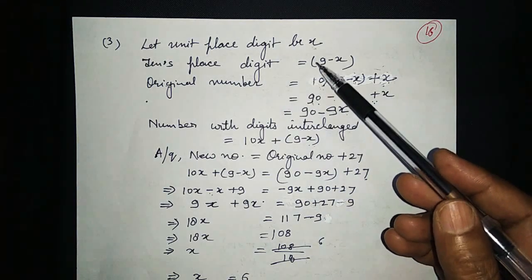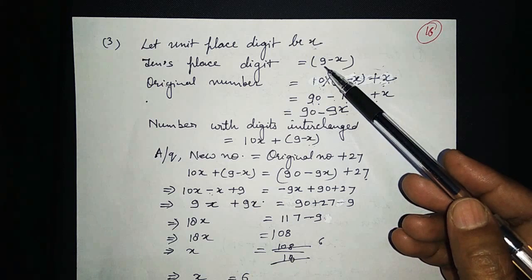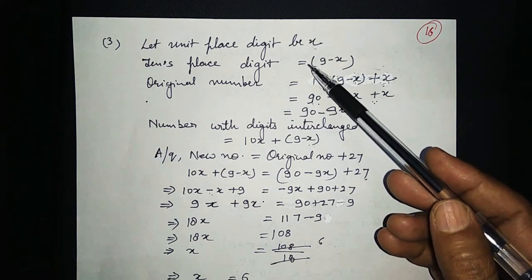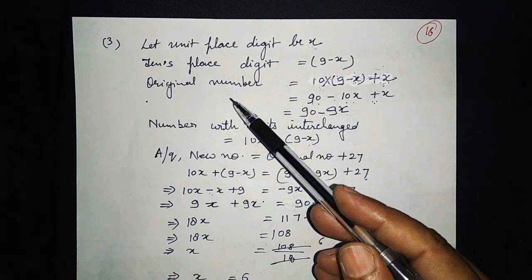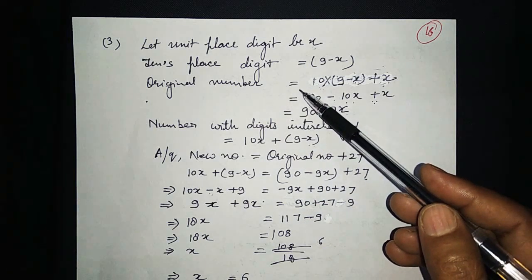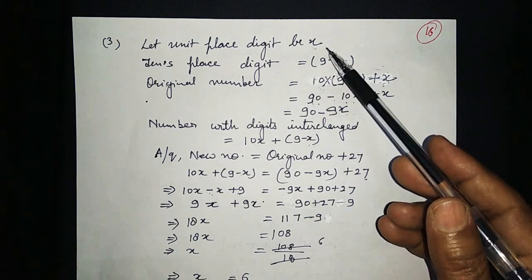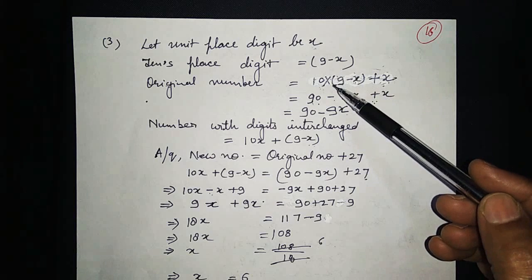We will subtract this x from 9. You know why from 9? Because 9 is the sum of both the digits of the 2-digit number. Now we will find out the original number. For the original number, we will multiply the digit of the ones place by 1 and the digit of the tens place by 10.